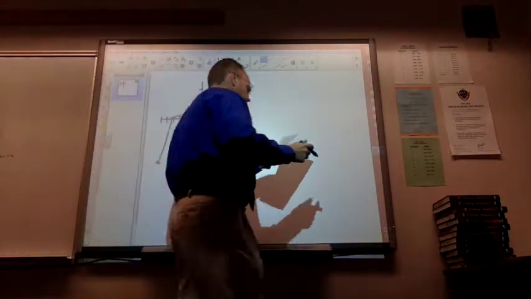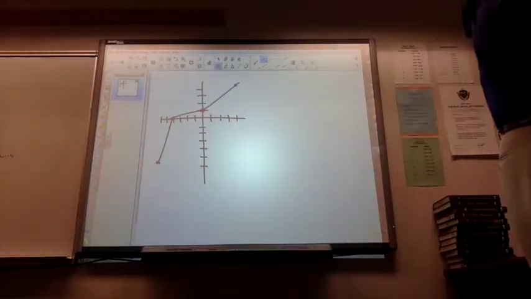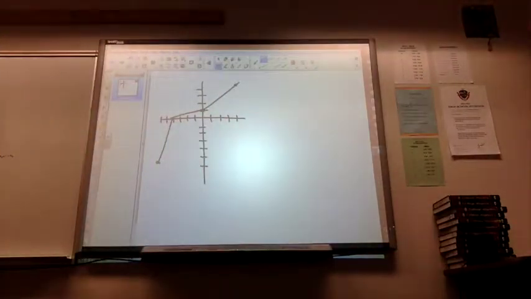Okay, so we're creating a t-chart. First thing we want to see is the one-to-one. What test do we have to use on these to see if they're one-to-one? Horizontal line test. If the horizontal line test passes, then it is a one-to-one function.